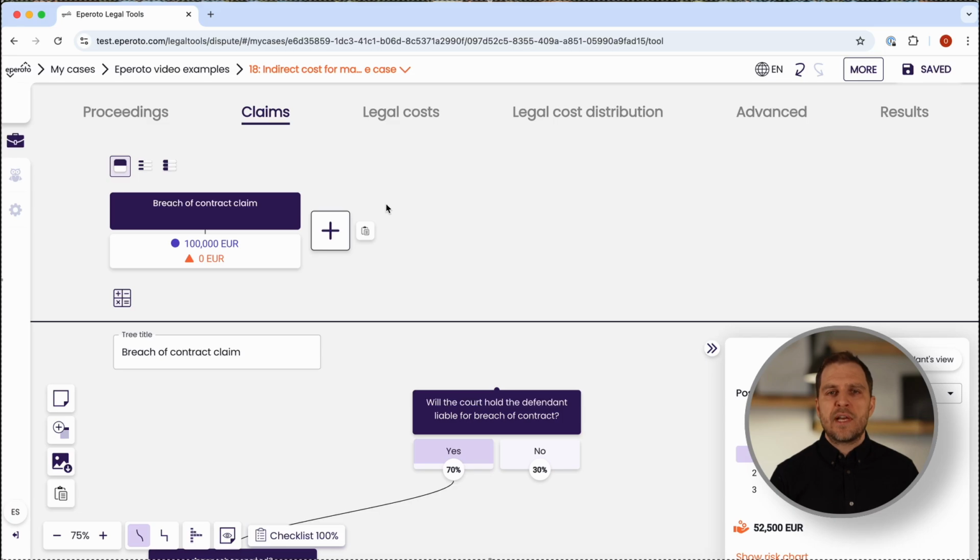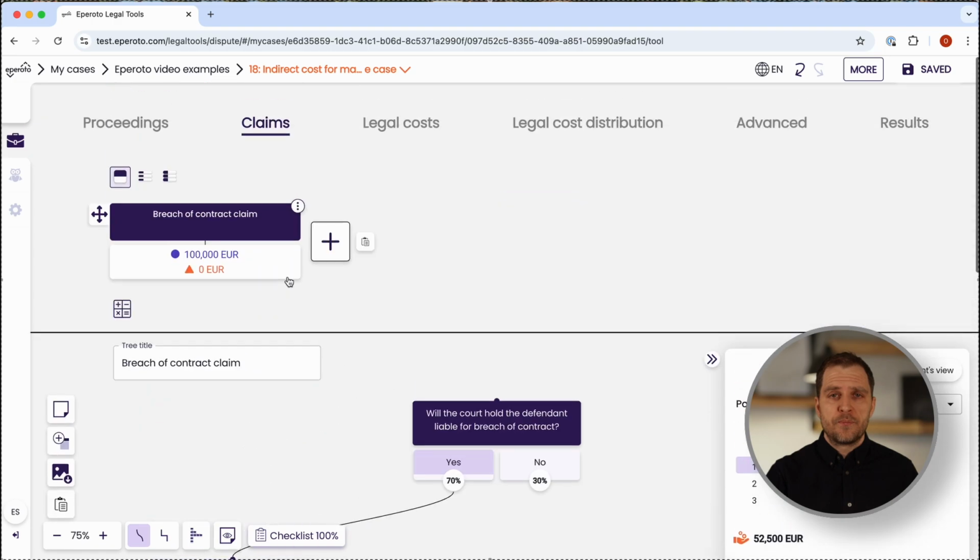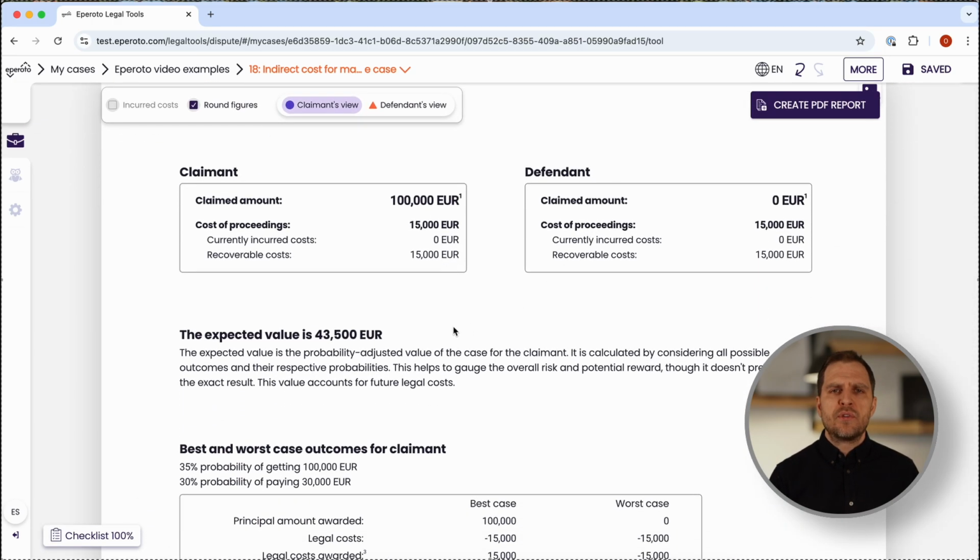In the past videos, we've only talked about claims and legal costs, but there are also other costs linked to managing a dispute. Let's return to our standard case, a breach of contract case with uncertainty around both the breach and the damages. But what about the time and effort needed to manage this case? We will have to sit in meetings, review technical documents, and maybe spend time in court.